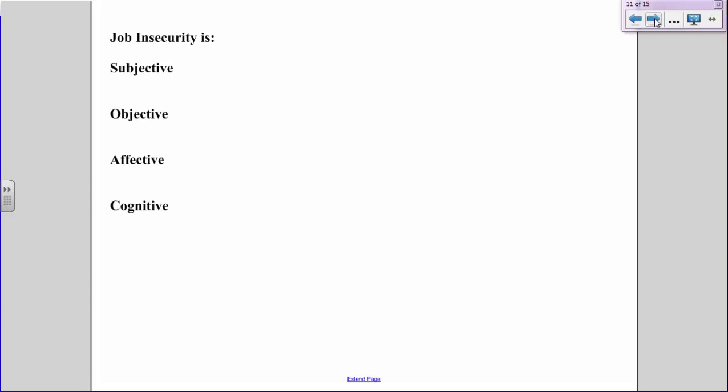So, job insecurity is most commonly conceptualized as a subjective phenomenon that's best understood in the eye of the beholder. That's what subjective means, right? It's all about perception, just like much of stress research. Perception matters.